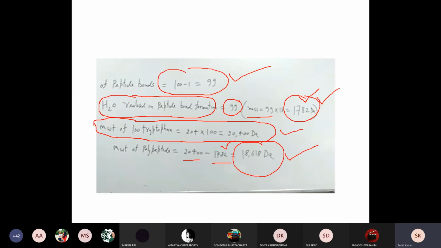It is just a question. If they have not mentioned the amino acid, then by default you have to consider 110 as the average molecular weight of the amino acid. It is a universal rule. In biochemistry, it is a universal rule. Okay. Very good.